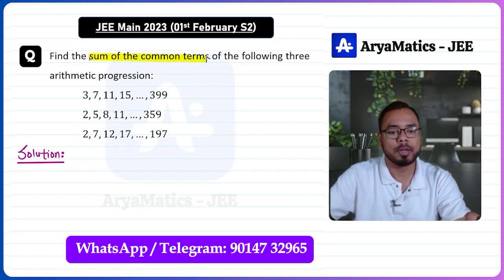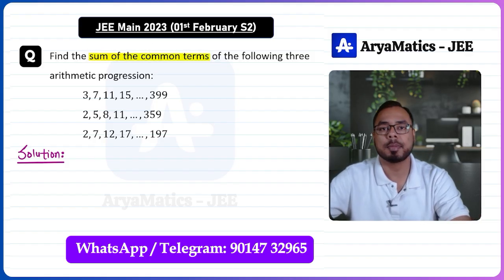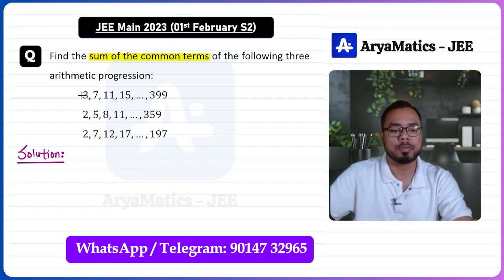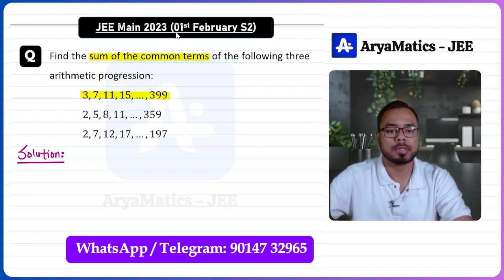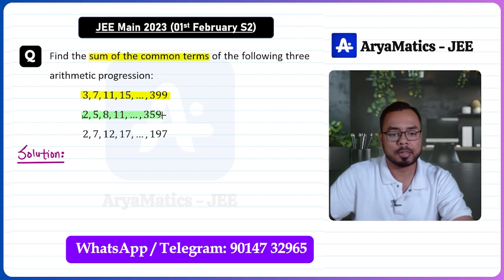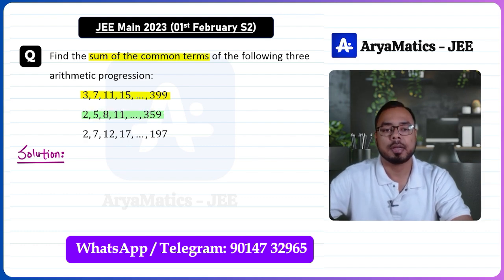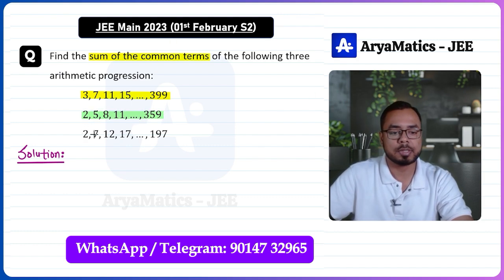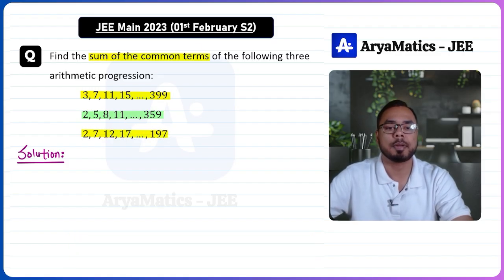Find the sum of common terms of the following three arithmetic progressions. The first one is 3, 7, 11 up to 399. The next one is 2, 5, 8 up to 359, and the last one is 2, 7, 12 up to 197.